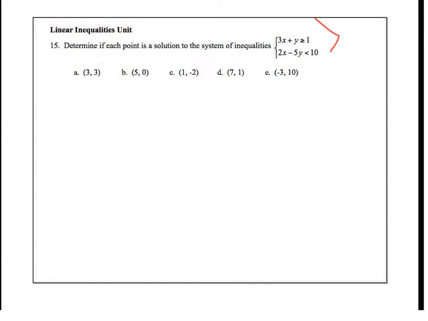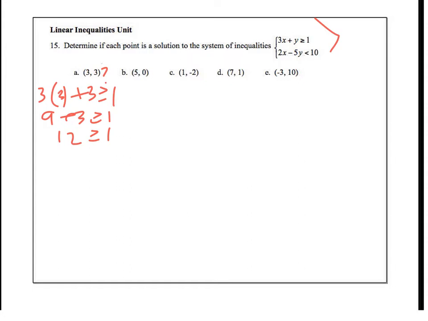So we have 3 times 3 plus 3, and we're checking, is that greater than or equal to 1? 3 times 3 is 9, plus 3. Well, that's 12. That is greater than or equal to 1. So it works for our first inequality.